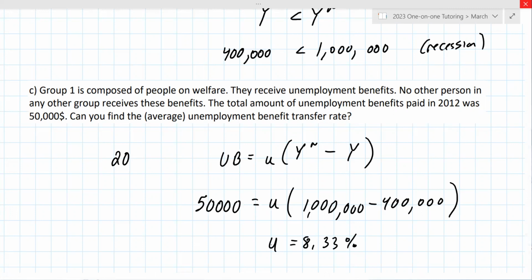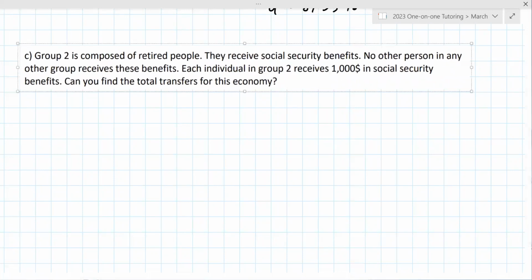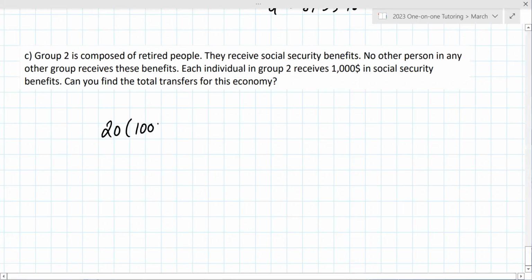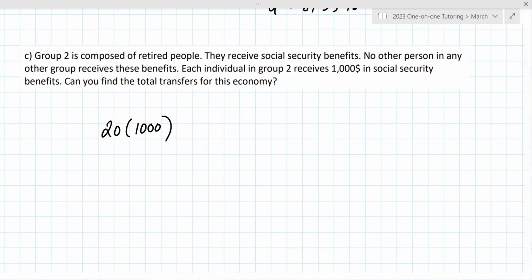All right, next part here. So it's really similar here. This time they're doing Social Security benefits. Each in group 2 receives $1,000, so it's 20 times $1,000 is your Social Security.